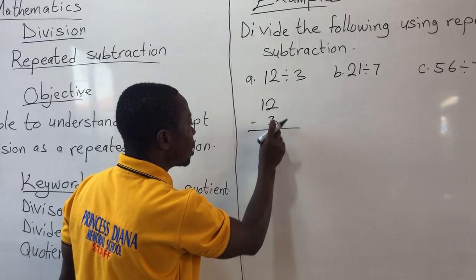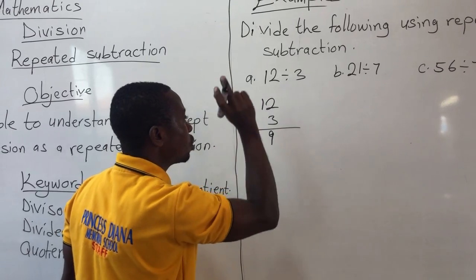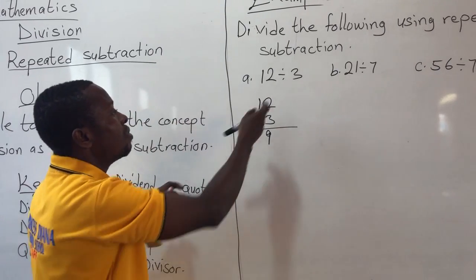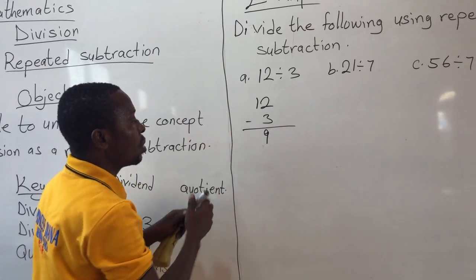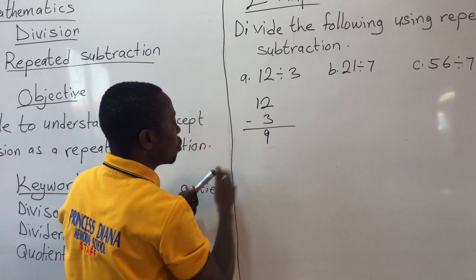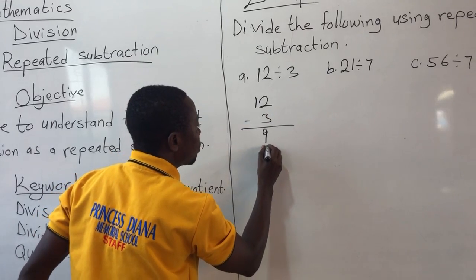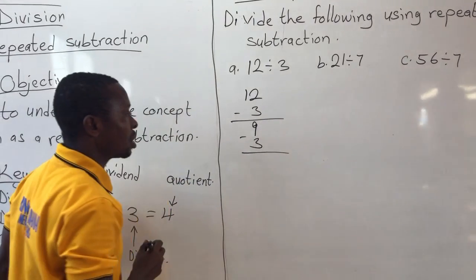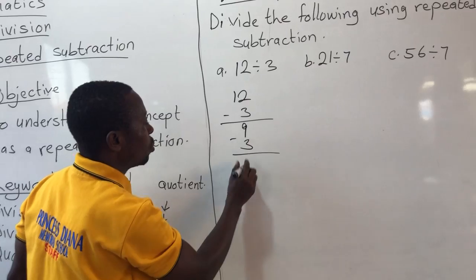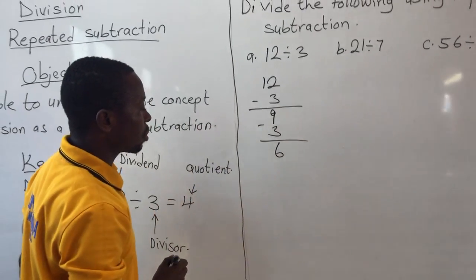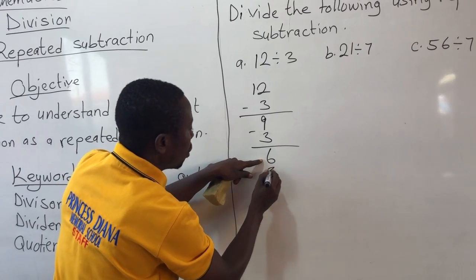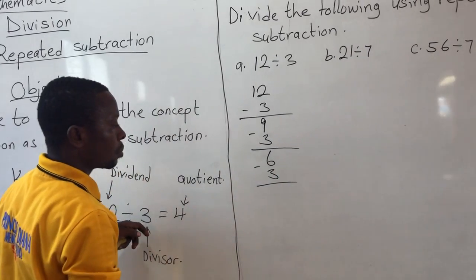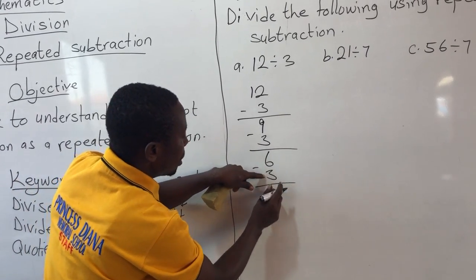We are going to subtract the divisor, which is 3. We continue to subtract the divisor from the dividend until we get 0. This 9 here is not 0, so we subtract 3 from this 9. 9 minus 3 will give us 6. Then we continue to subtract 3 from the 6.